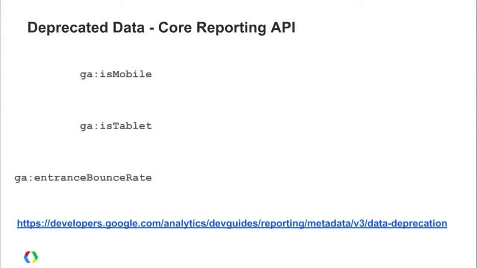Another important change you should be aware of if you're using these dimensions and metrics is that we've deprecated three columns here. One is isMobile, a dimension that indicated yes or no whether the visit was on a mobile device. We had the similar thing for isTablet, and then we had the entrance bounce rate.